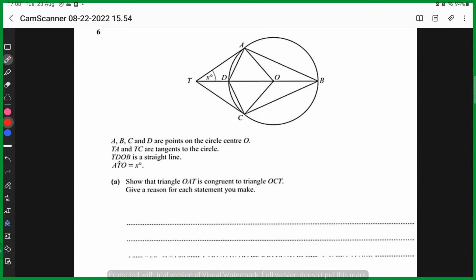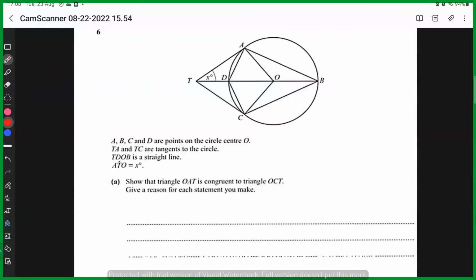Acha. Let's see. Now I need to prove that OAT and OCT are congruent. Yes, those four tests were basically tests for congruency. They are not properties, they are tests. Properties, I'll tell you what exactly is a property. Okay, don't worry about it. Acha. So I need to prove that OAT and OCT are congruent.